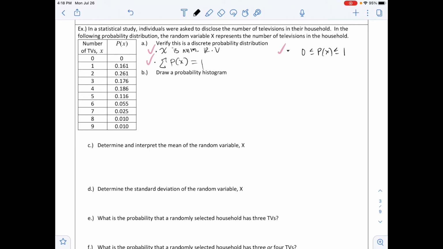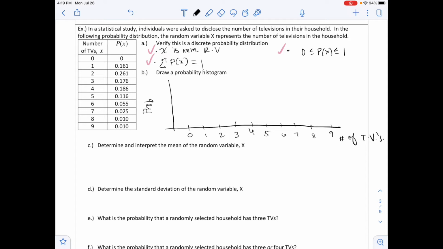Part B says draw a probability histogram. Remember, a histogram is where our bars touch. And for a probability histogram, we are going to have our random variable on the x-axis, and our vertical is going to correspond to the probabilities. So going ahead and drawing our axes on here. Your random variable goes from 0 to 9. And this is your random variable, or your number of TVs.